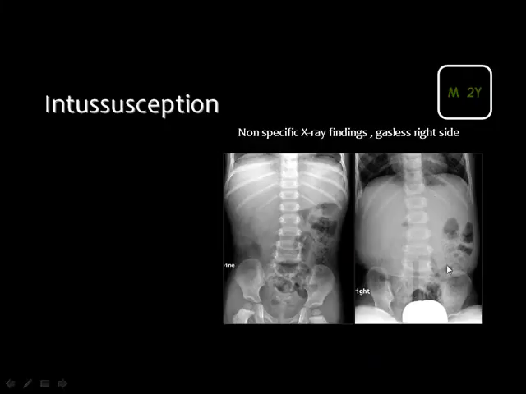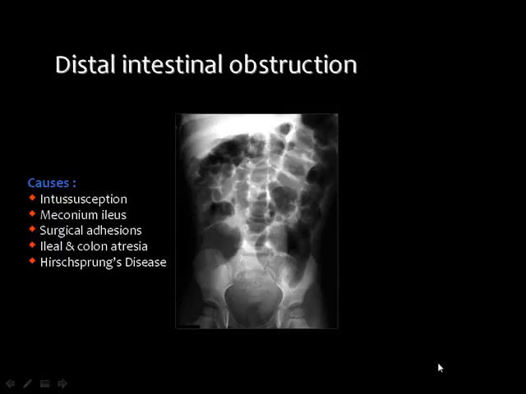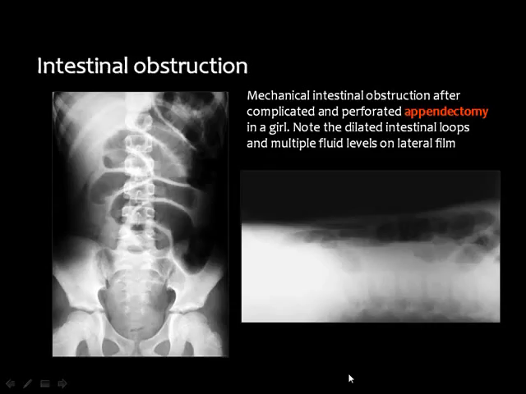Here you can look at these plain X-rays. You see non-specific findings apart from absence of gases on the right side of the abdomen. Then using the ultrasound, you can easily diagnose this classic appearance of intussusception, giving the target sign with whorl configuration. Intestinal obstruction in the pediatric age group has many causes, but most of these causes cannot be reached from the plain film. But whenever you see gaseous distension of the bowel and in the erect position you can see multiple air fluid levels, then you know you are dealing with intestinal obstruction, and you look in the clinical history for the possible cause.